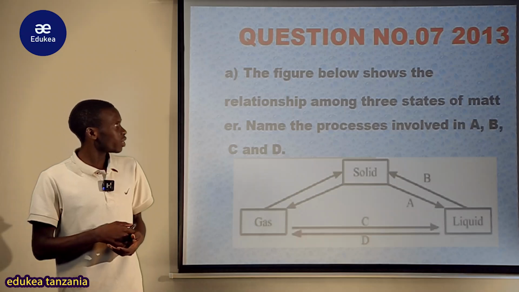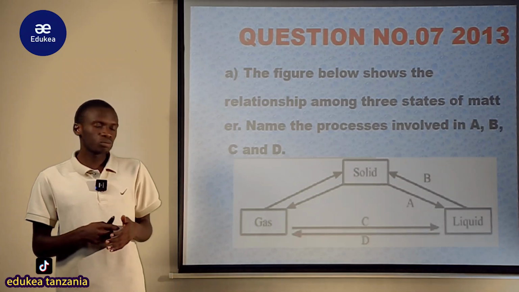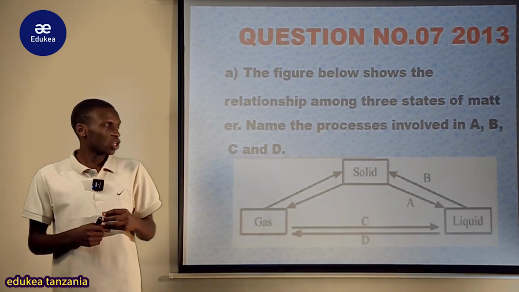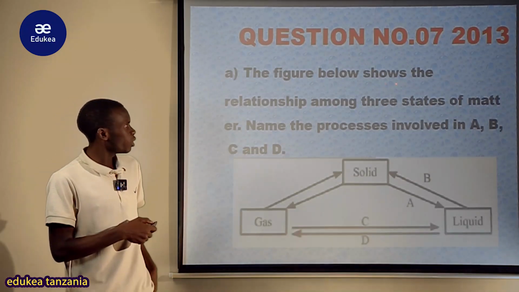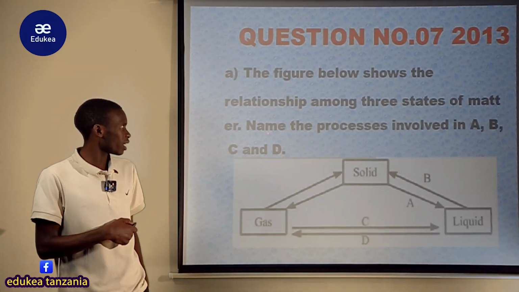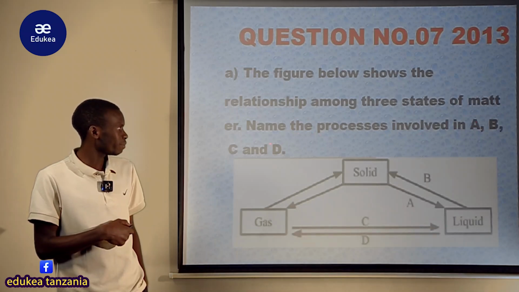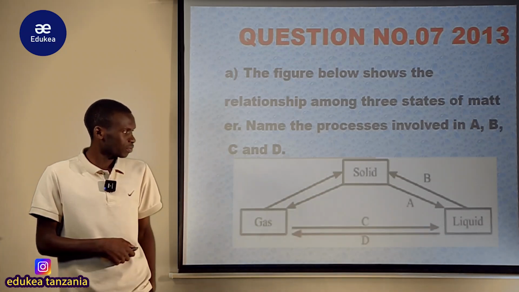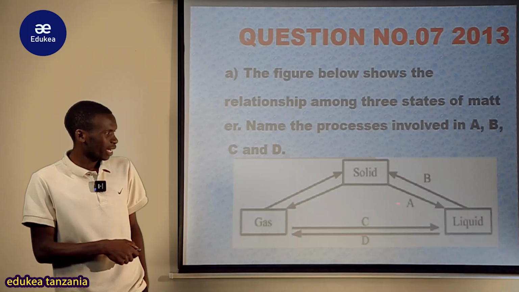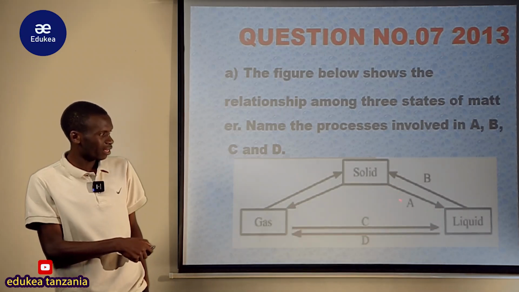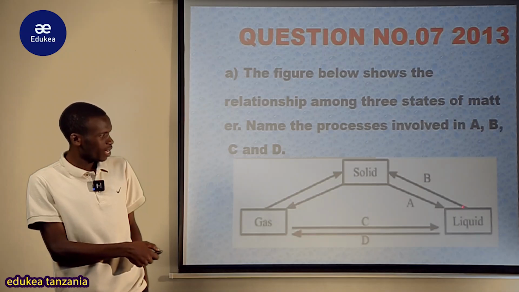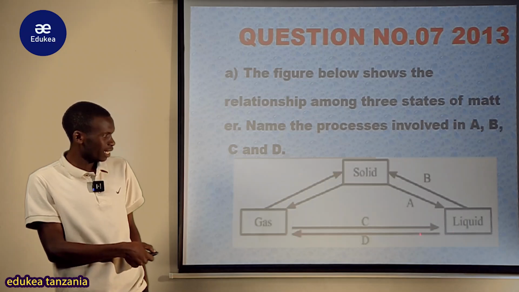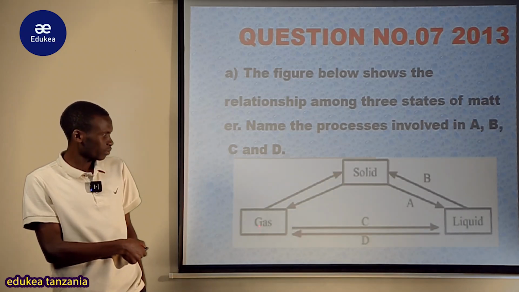And the question number 7 was from structure of matter, and specifically kwenye change of matter. And the question was, the figure below shows the relationship among 3 states of matter. Name the process involved in A, B, C, and D. So this is a figure that is asked. So you have to name the process taking place in A here, solid to liquid, B here, liquid to solid, and C here, gas to liquid, and D here, liquid to gas.